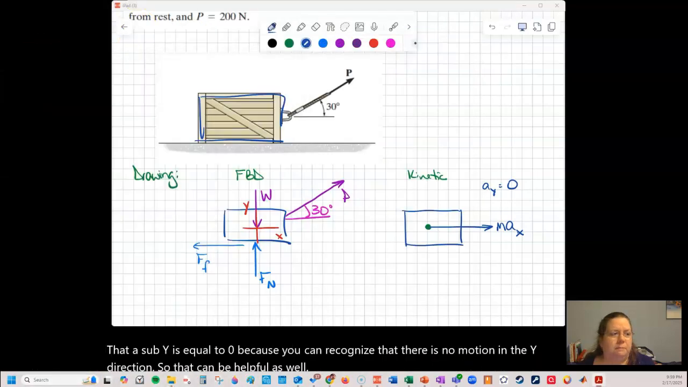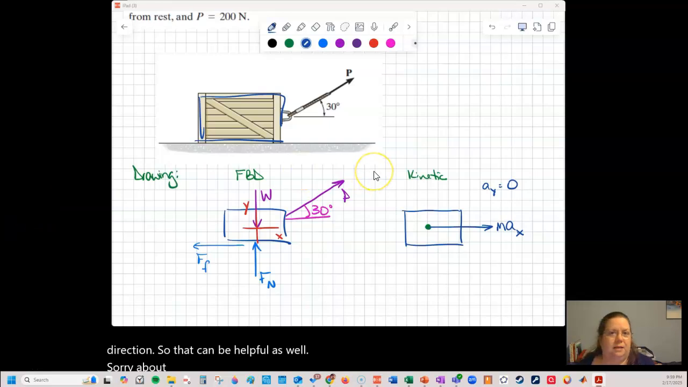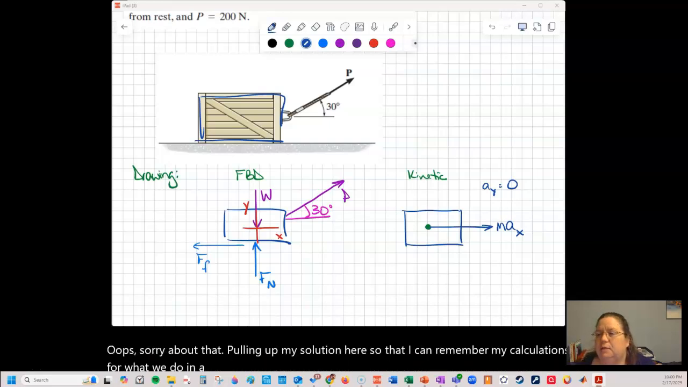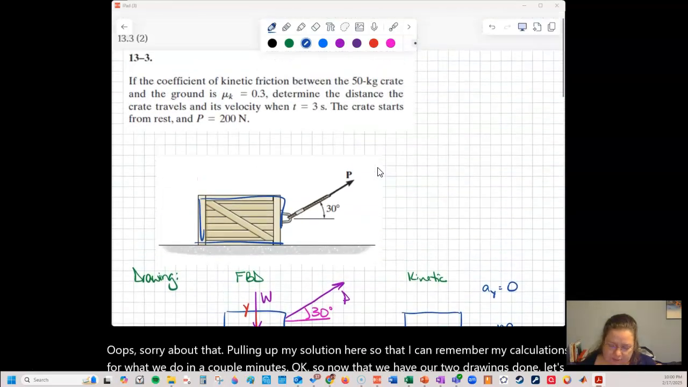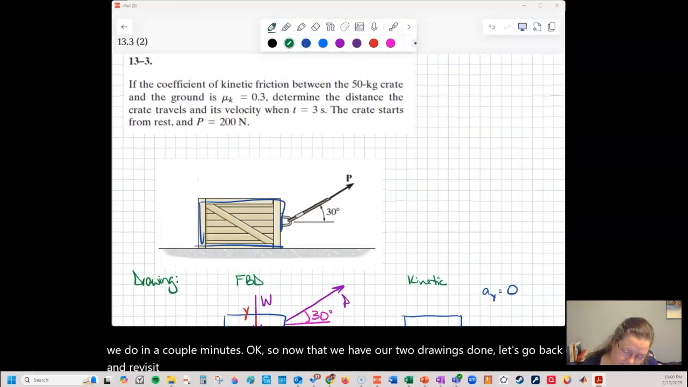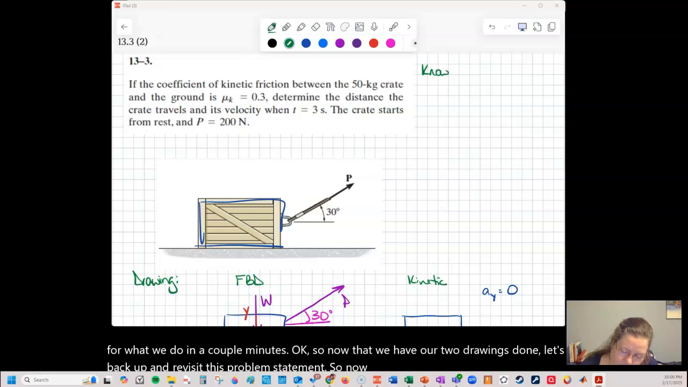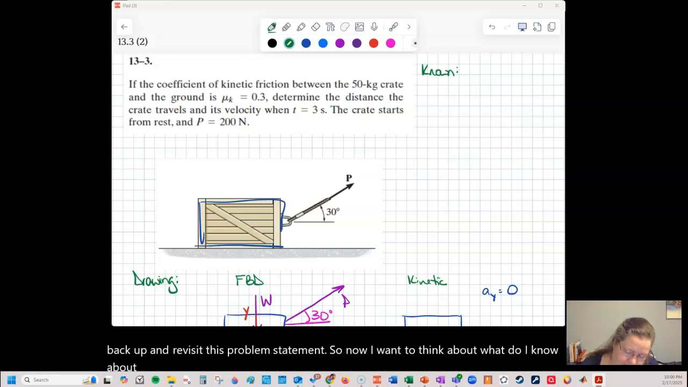Sorry about that. Pulling up my solution here so that I can remember my calculations for what we do in a couple minutes. Okay, so now that we have our two drawings done, let's go back up and revisit this problem statement. So now I want to think about, what do I know about this problem?